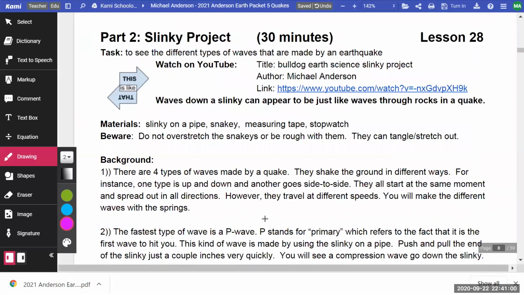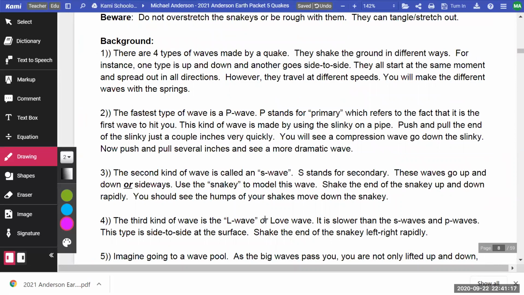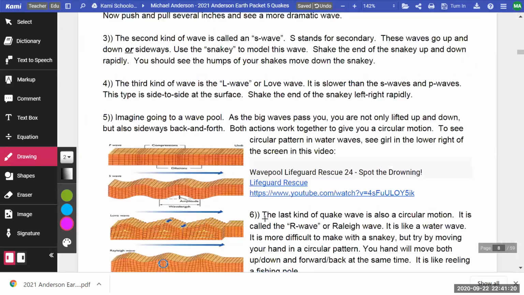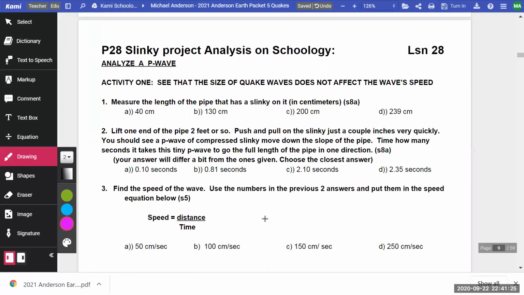Okay, now what you'll be needing to do is watch the video of the Slinky project. You will need a stopwatch. You're going to be timing waves as they go down different kinds of slinkies. After you follow these directions, there's some background information for you to read. And then by doing these questions on Schoology, it will walk you through the process one step at a time. You're going to measure something, you're going to lift something, you're going to push and pull on something. And all of this is done on the video.